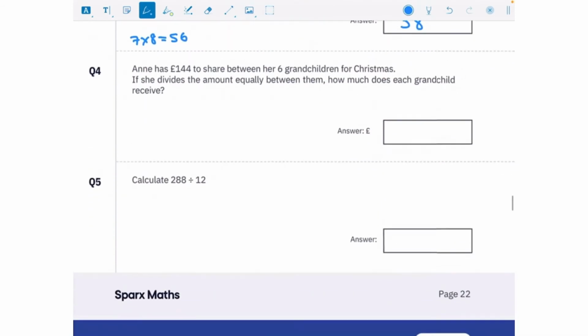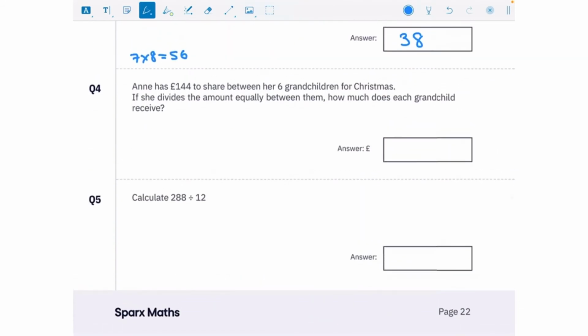Question number 4. Anne has £144 to share between her 6 grandchildren for Christmas. If she divides it equally between them, how much does each grandchild receive? So we're going to do 144 divided by 6. How many 6s fit into 1? Well, that is 0 whole times, and that 1 needs to be carried over. 6 into 14 goes twice, remainder 2, and 6 into 24 goes 4 times, so £24 each.